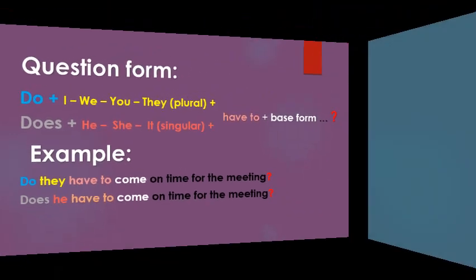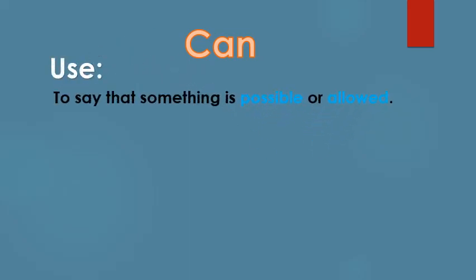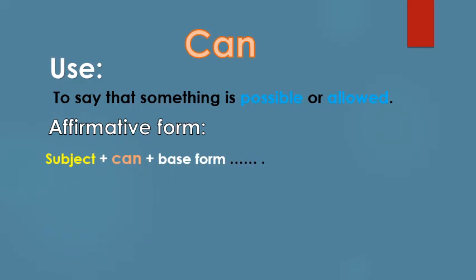Okay, now let's move to can. الاستطاعة أو القدرة. So we use it to say that something is possible or allowed. إذا الحديث عن الأشياء الممكنة أو المسموحة. So the affirmative form is subject plus can plus base form. So here I don't care if the subject is singular or plural. We add can. إذا كان الفاعل سواء جمع أو مفرد نضيف can زائد التصريف الأول أو الفعل المجرد.